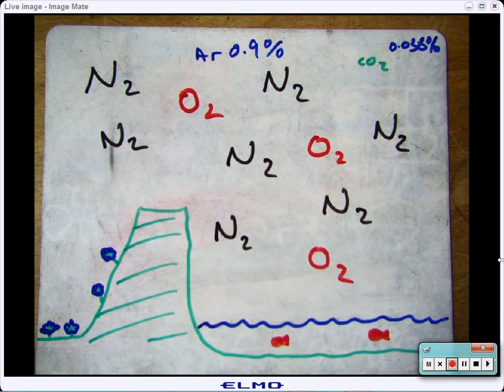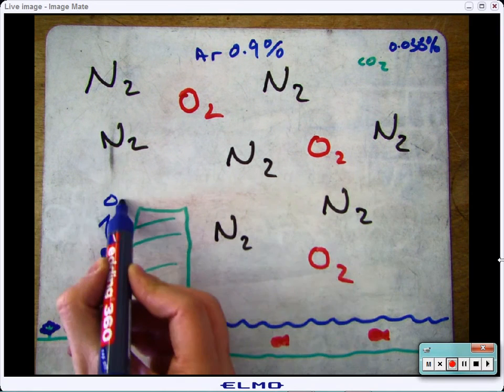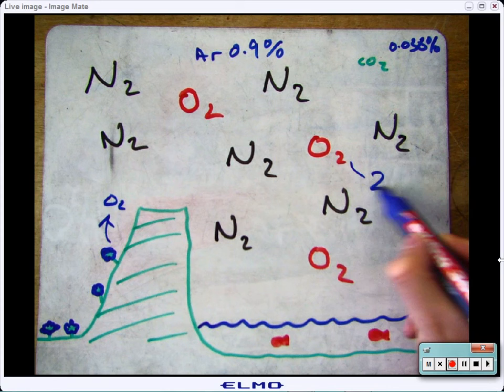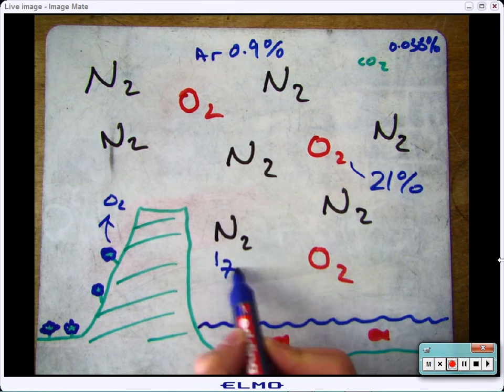You don't need to know how nitrogen got there. You'll learn about that in the biology topic if you haven't already done so. But oxygen obviously got there through photosynthesis. So as more and more plants and trees grew, more and more oxygen was given out. And that gives us 21% of oxygen, which makes up our atmosphere today. And then nitrogen makes up the final 78%.